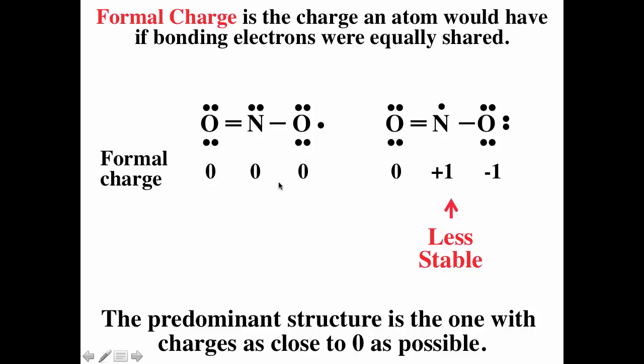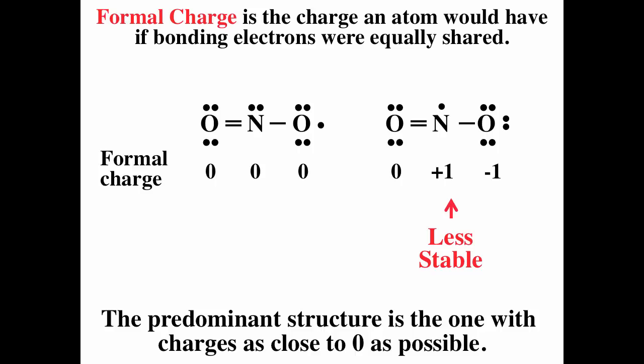And so we can actually figure this out by calculating the formal charge. And so here we have formal charges all 0. Here we have a formal charge of +1 and -1, and so this one should be less stable. Now we say that the actual structure is a weighted average of all resonance structures. What that means is that if a resonance structure is less stable, then the actual structure will be a little bit less like that structure.